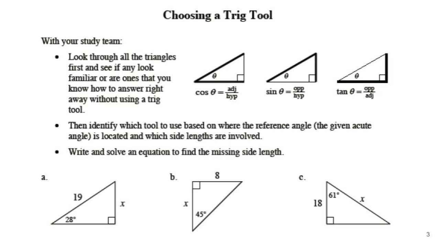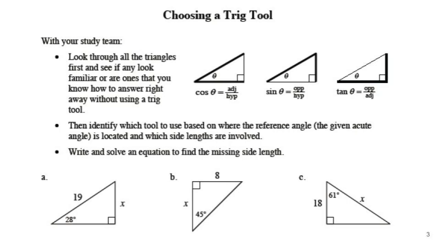But it also says, look through to see if there's any familiar ones. Like for B, we do know the slope of 45 degrees. We should know this one, but when I go through it, I'm still going to do it kind of the long way, showing you the steps with tangent, just to make sure we're all clear on those. But if you know a shortcut for any of these, feel free to go ahead and use it.